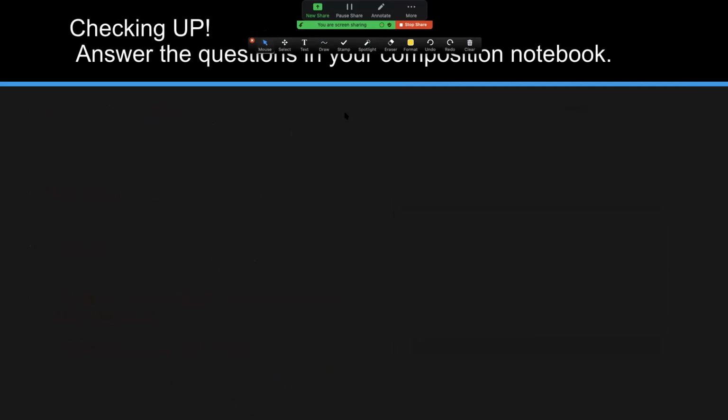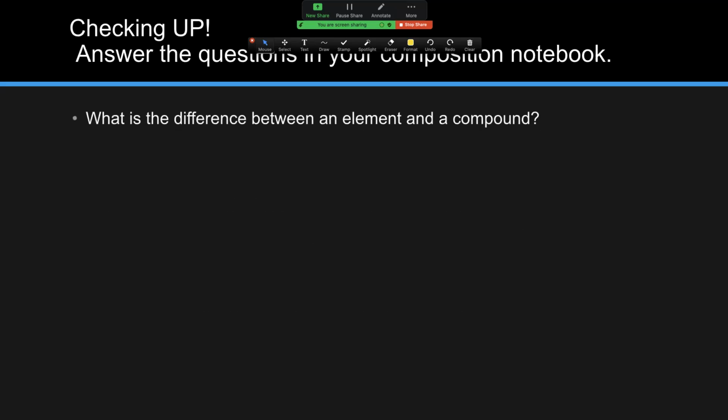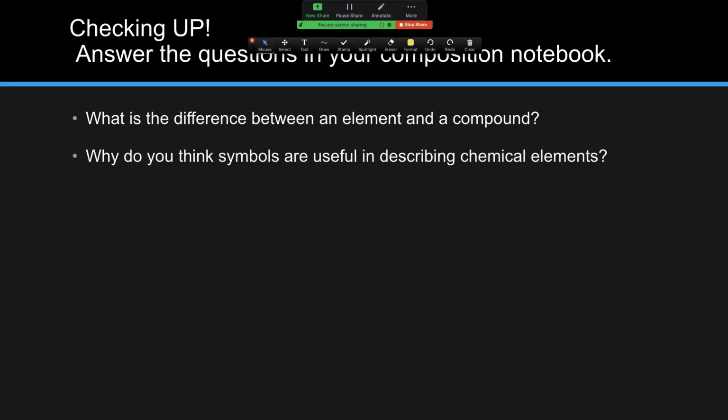All right, that was section 1.1 in your book. Now let's see how you retain this, or how you can synthesize this information. You want to answer these questions in your composition notebook. What is the difference between an element and a compound? I might make a T-chart for that. One side write element, the other side write compound. If I asked you to compare and contrast, you could make a Venn diagram.